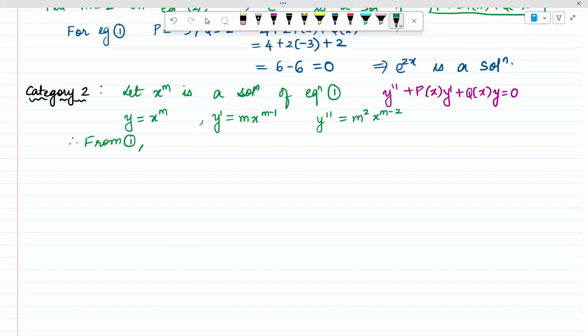We would get y double dash, meaning m square x raised to m minus 2, plus m x raised to m minus 1 into p of x, plus x raised to m into q of x, and this entire thing will be equal to 0. I think I've made a mistake in the double derivative. m square will not come here, m minus 1 will come. Correct? Is that correct?